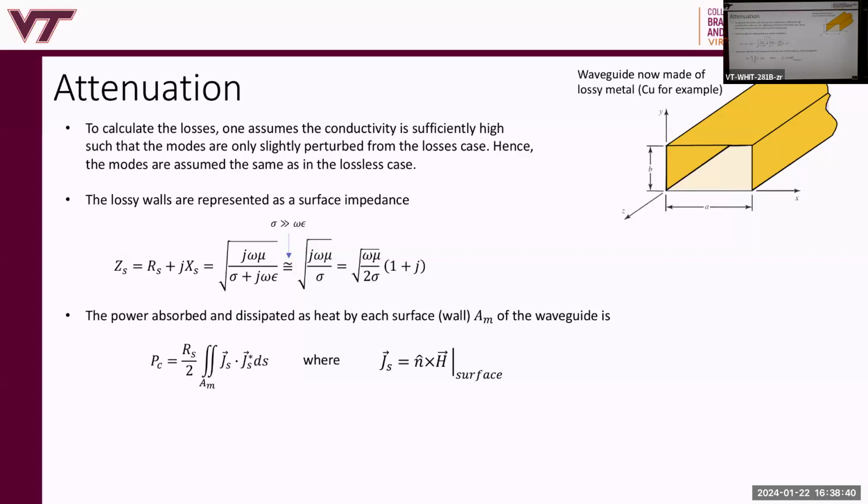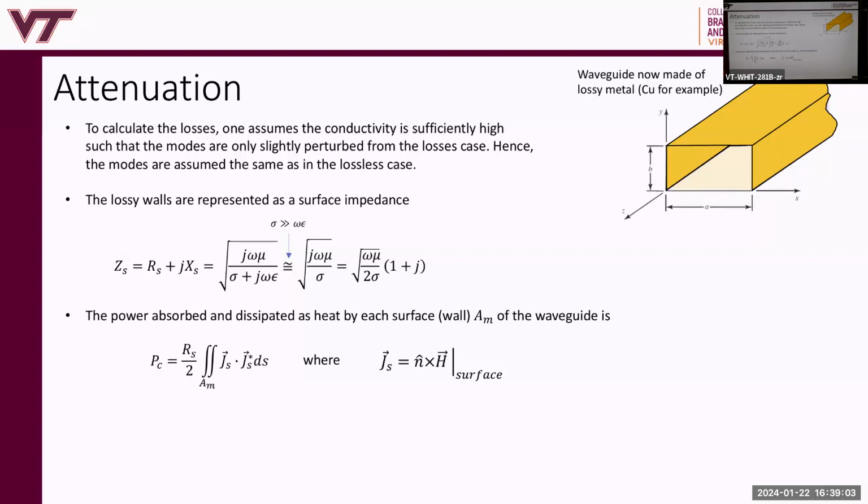These equations describe the losses. So to calculate the losses, one assumes the conductivity is sufficiently high such that the modes are only slightly perturbed from the lossless case. And this is what they call the perturbation method, really. Hence, the modes are assumed to be the same as in the lossless case. We've already derived what the modes look like, the electric field and the magnetic field.